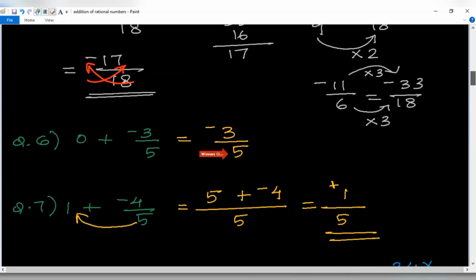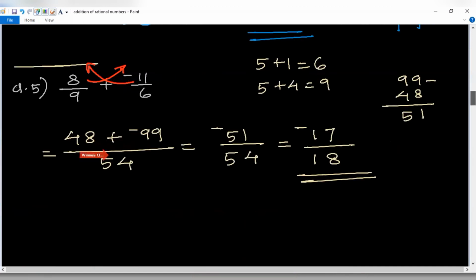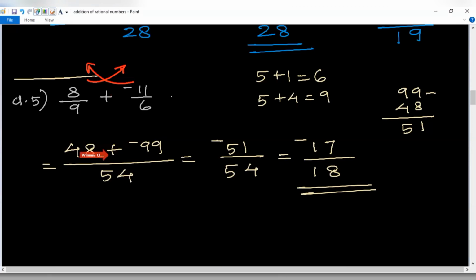In the other method also we got the same answer. See, here negative 17 by 18 and here also it is negative 17 by 18. But when we do the cross multiplication method, it takes less time, right? It is easy, I think.